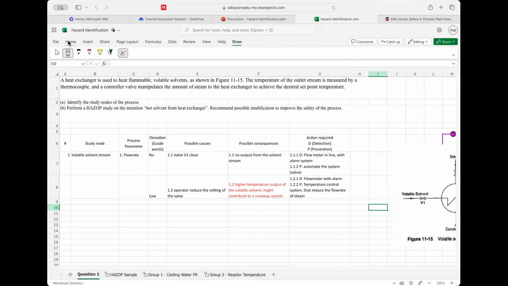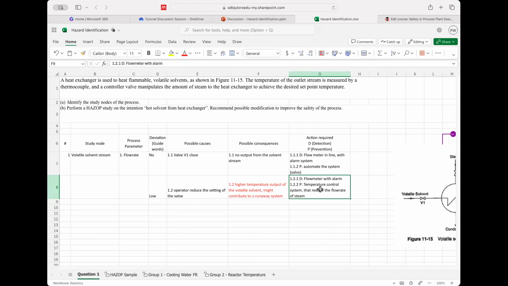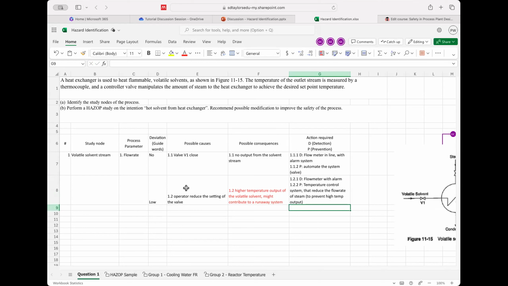Even from the prevention itself, as you can see, there are two types. This is to prevent a high temperature output. But this does not prevent your equipment, the operator, it does not prevent the possible cause. It prevents the possible consequences. So over here, the actions can be for consequences. The actions can be for causes. So as engineers, we decide what is more important for us.